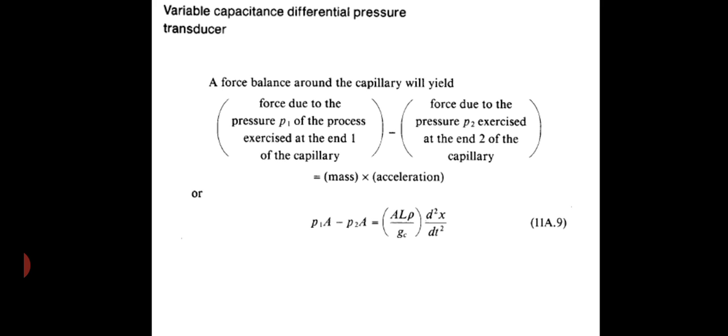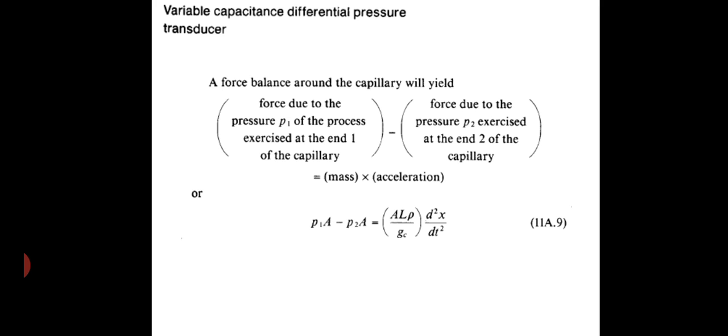So we have defined, where A is the cross sectional area of the capillary, L is the length of the capillary tube, rho is the density of the liquid in the capillary tube, and x is the fluid displacement in the capillary tube, or you can say ultimately the displacement of the diaphragm that occurred.